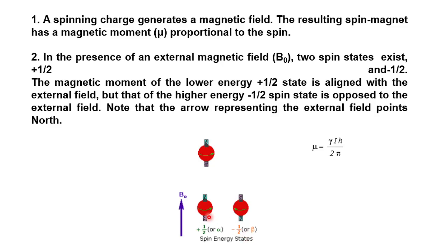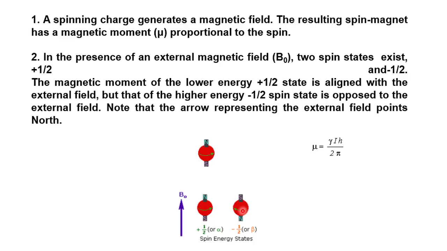Now that depends on the direction of the spin. For example, if it is swinging in this direction, the magnetic moment is acting in the same direction as B0. In this case here, it is in the inverse or opposite direction to B0. Based on this, we will differentiate two spin states: one is plus half and one is minus half.